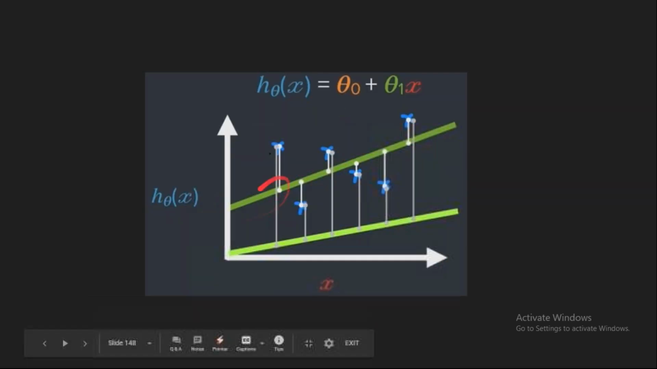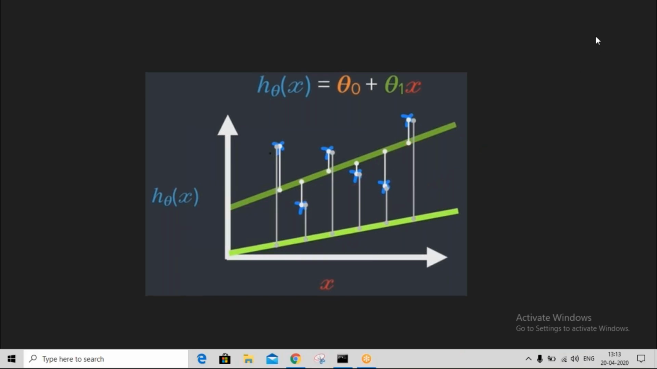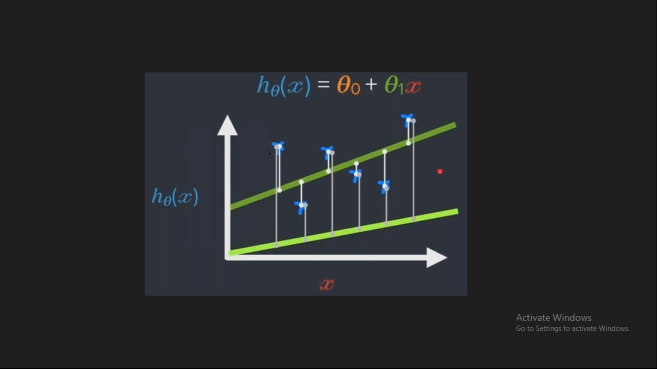If I show you this picture, then you might think, yes sir, it's very visible. Anybody can look at this picture and tell me that this is not a good line, it's giving me more error, and this is a good line, it's giving me less error. But actually there is much more going on in the background.